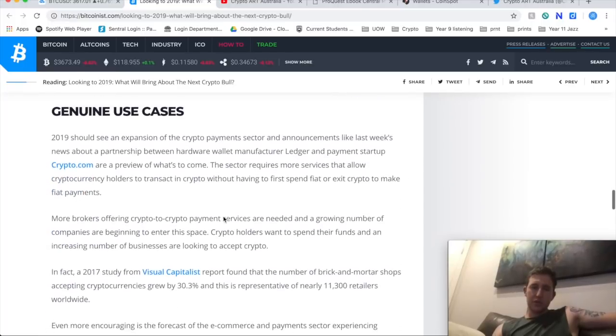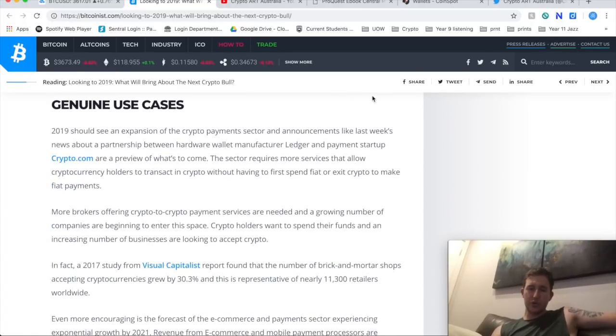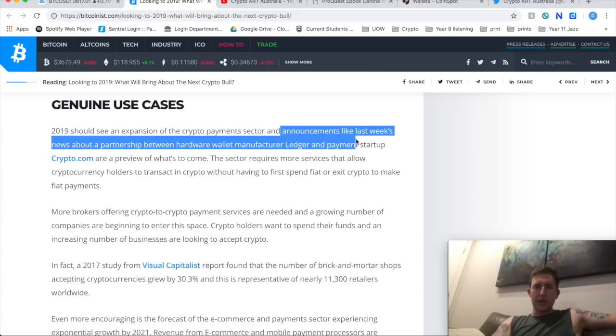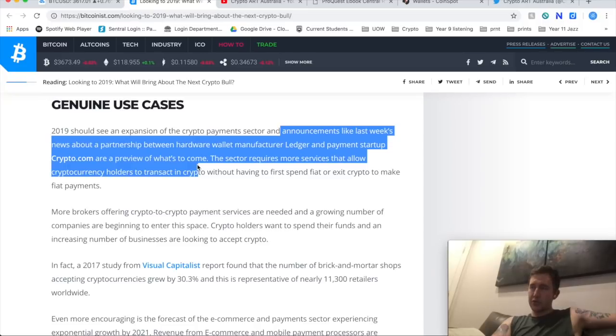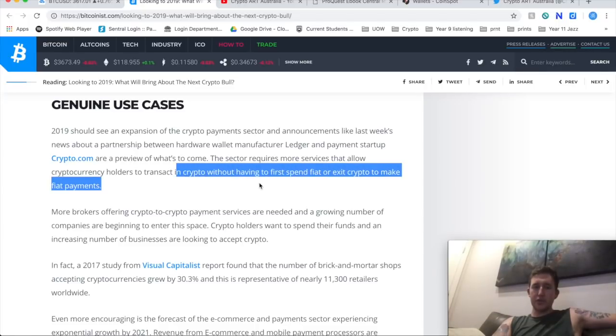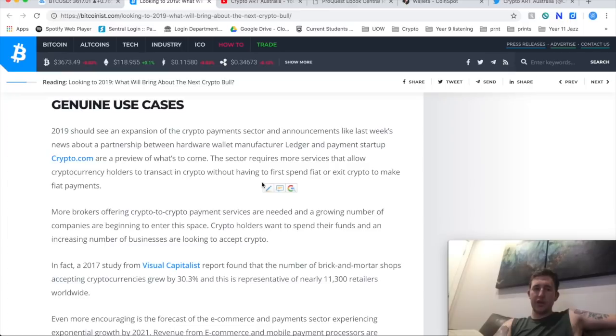Now, if we just continue on here, genuine use cases. This is what I wanted to get into. We talked a little bit about the fundamentals and the perspective of Bitcoin and doing our own research, but use cases are very important here. We saw announcements last week, like news about a partnership between hardware wallet manufacturer Ledger and payment startup Crypto.com, which are a preview of what's to come. This sector requires more services that allow cryptocurrency holders to transact in crypto without having to first spend fiat or exit crypto to make fiat payments.